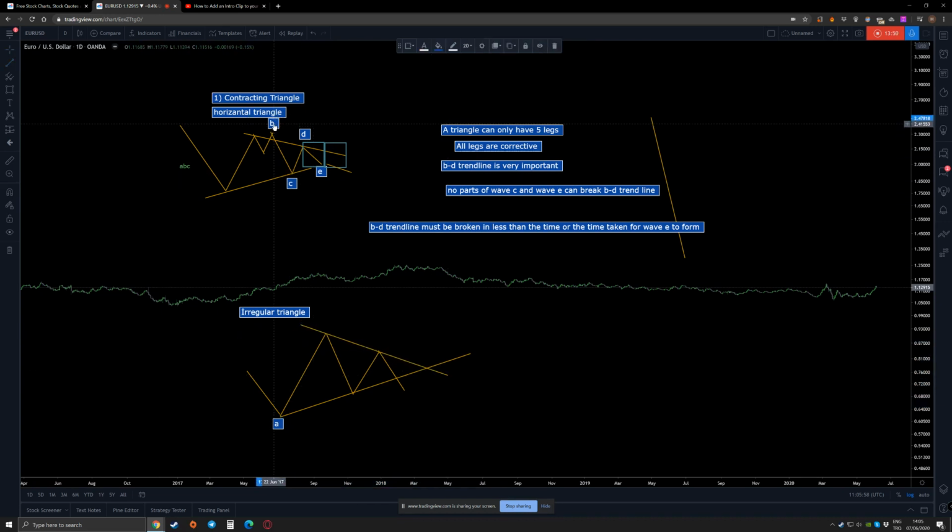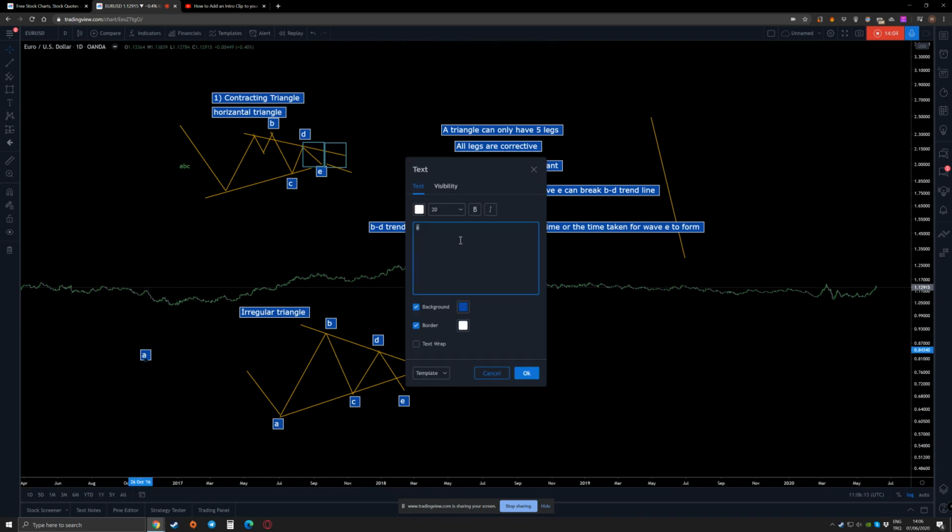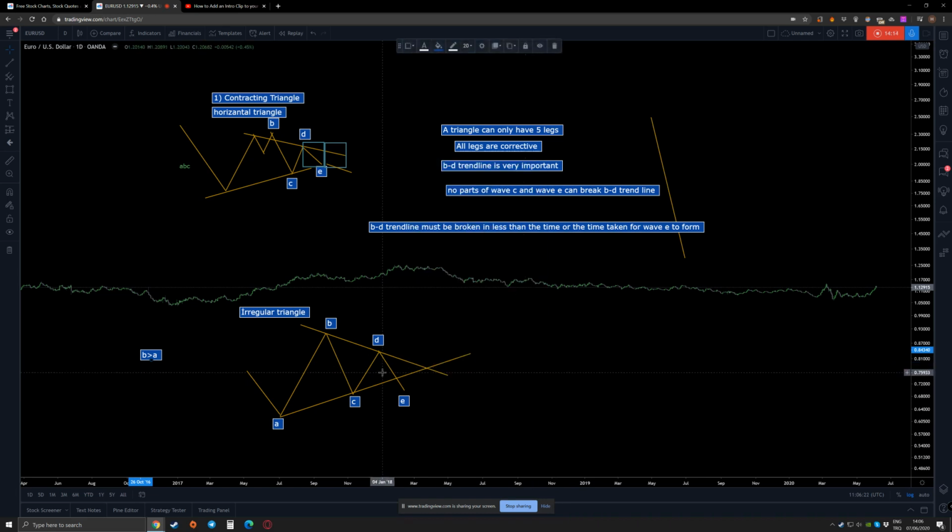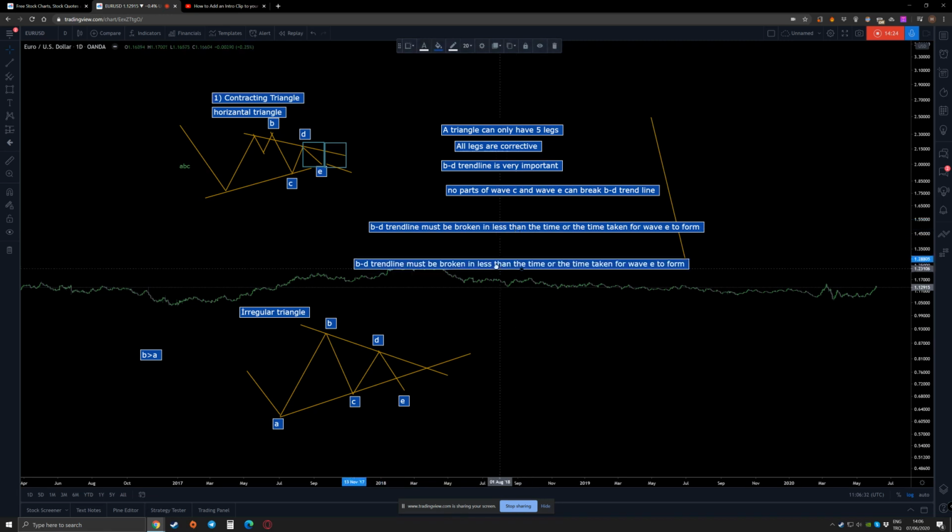Now this is a triangle too. So we have the C wave, a D wave, and we have the E wave. Now here, what's important is this: wave B is larger than the wave A. Okay, now this is an irregular triangle. Now actually I should write this down too.